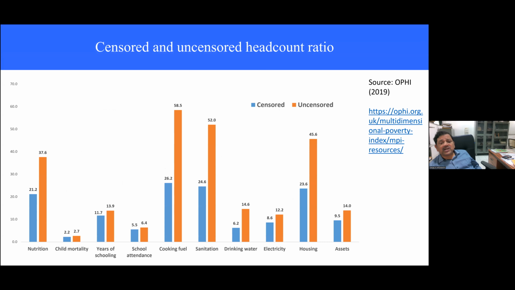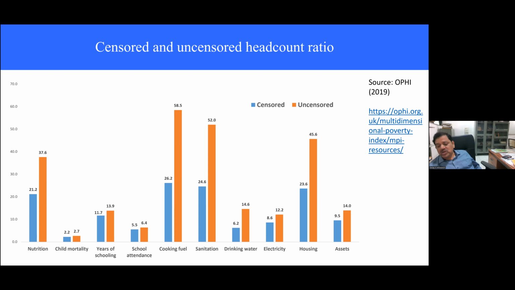Now there is a concept called censored and uncensored headcount ratio. What is censored? Censored means the percentage of the population that is multidimensionally poor and also deprived in that indicator. We are using two concepts here: one is deprivation and one is poverty. When we say a person has or does not have a deprivation, it does not necessarily translate to poverty. But when we say censored headcount ratio, it is the deprivation as well as multidimensional poverty.